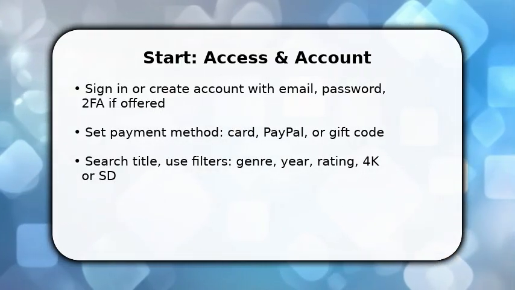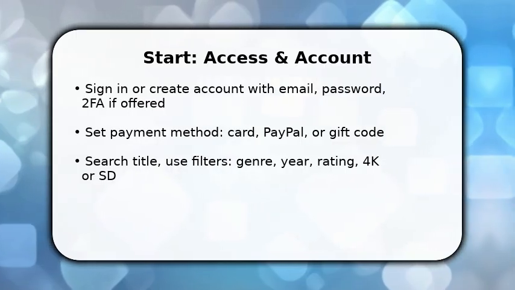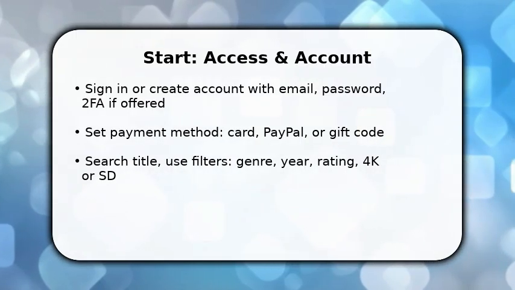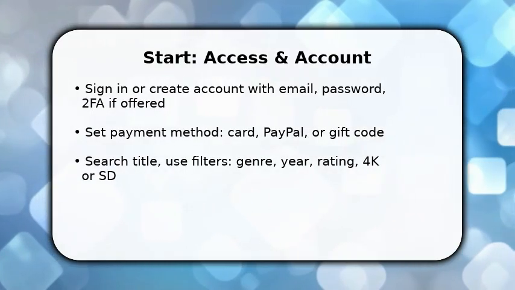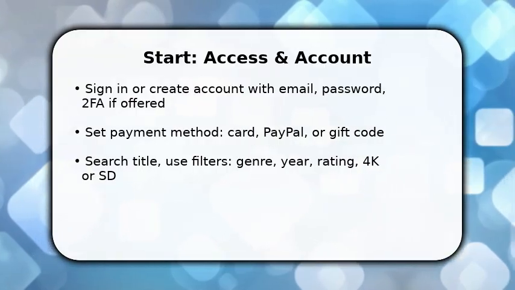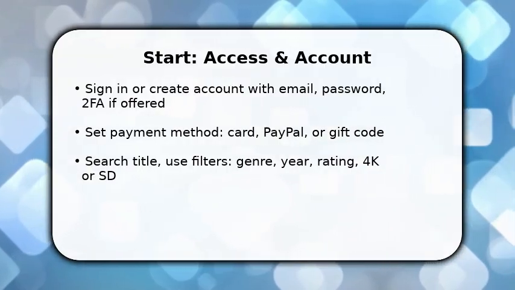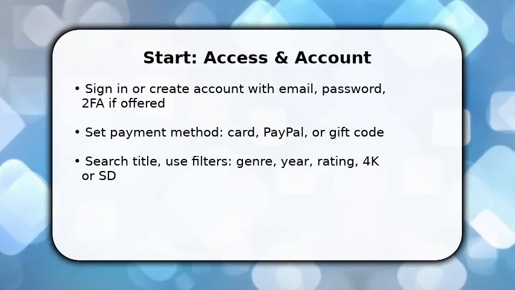You begin by signing in, use your existing account or quickly create one with email and password, enabling 2FA if available. Once logged in, add a payment method or redeem a gift code so purchases go smoothly. Next, search the movie title and apply filters like genre, year, rating, and 4K versus SD to narrow results.